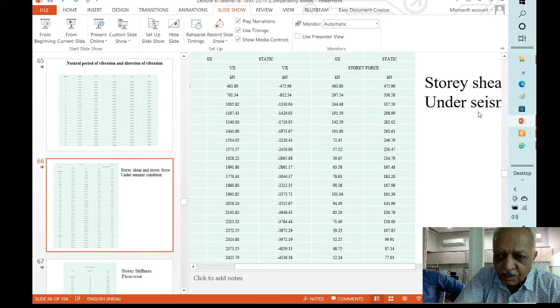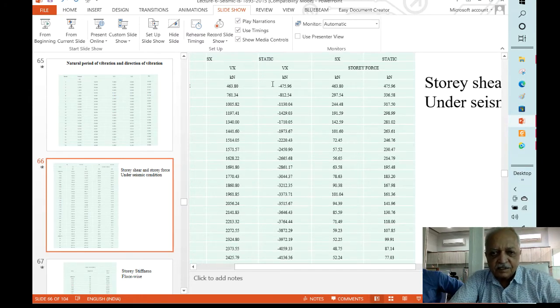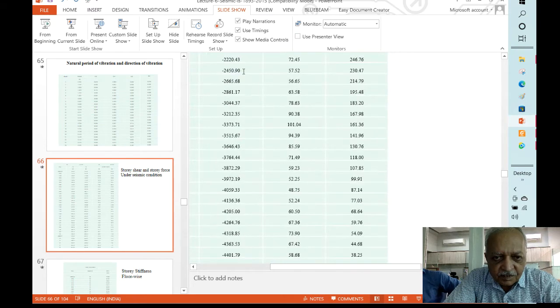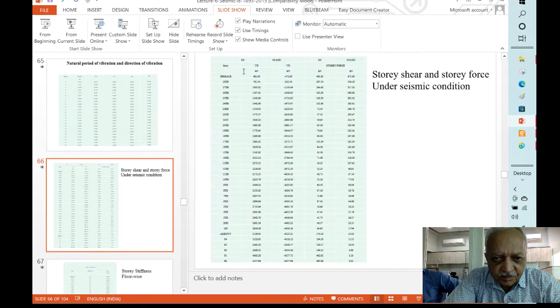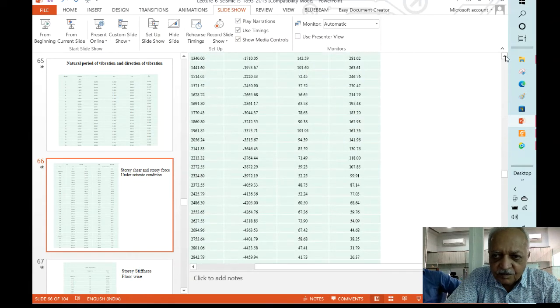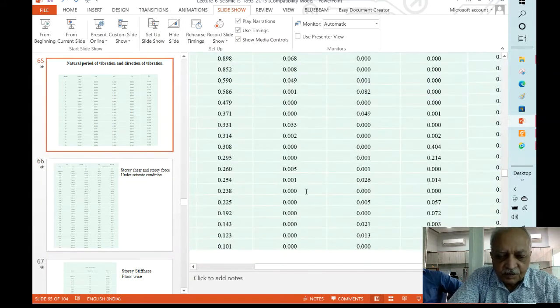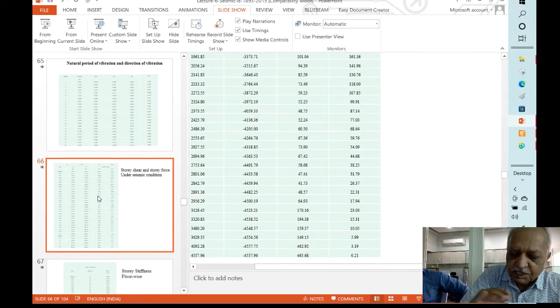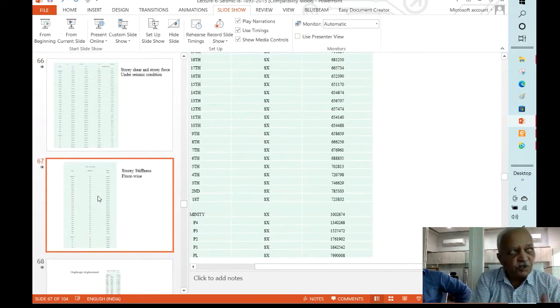So this is story shear under seismic conditions. So here you can see Vx, the seismic force in x direction, and this is in y direction. This is Vx and Vy, I think. So it is able to give you the seismic force per floor. So that is all calculated as per the formula that we have seen.